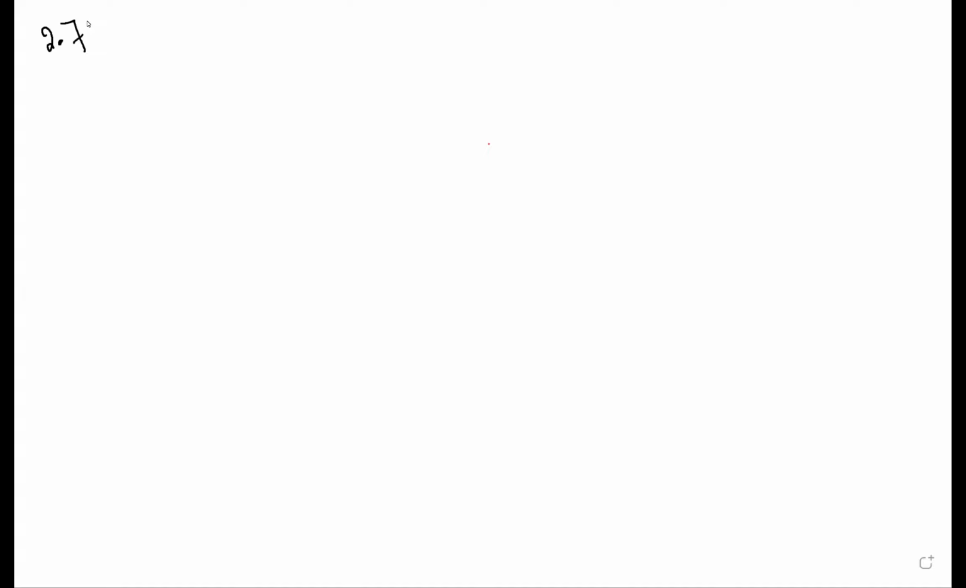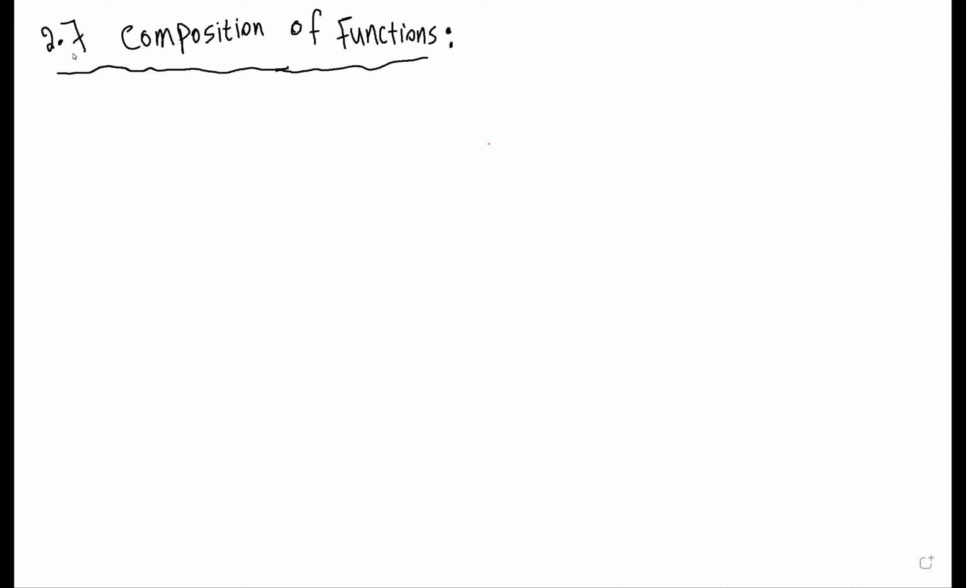2.7. So the last thing I left from last time for 2.7 is the example for composition of functions. Okay, so example here.